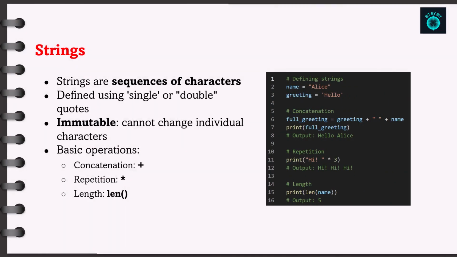Strings. Strings in Python are used to store text. You define a string using either single or double quotes. Strings are immutable, meaning you can't change them once they're created. You can combine strings using the plus operator and repeat them with the star operator. Use the len function to get the number of characters in a string.